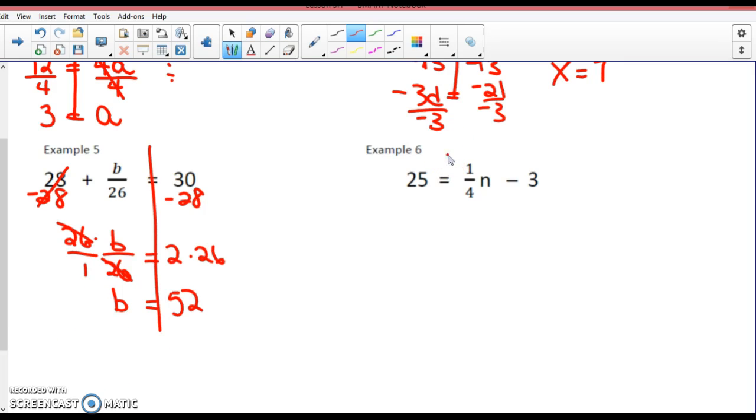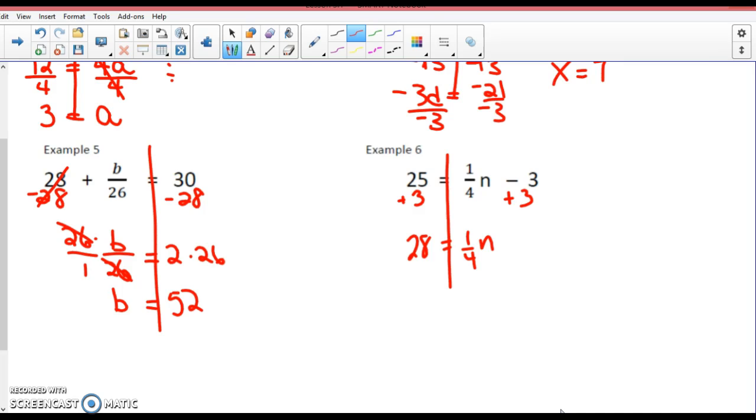Okay, this problem, write it down. 25 equals 1/4 n minus 3. I like to have the line down the middle because I think it helps you see both sides and organize your work. What number do I move first, Casey? So how do I do that? Add 3. The opposite of minus 3 is plus 3. So I have 28 equals 1/4 n.